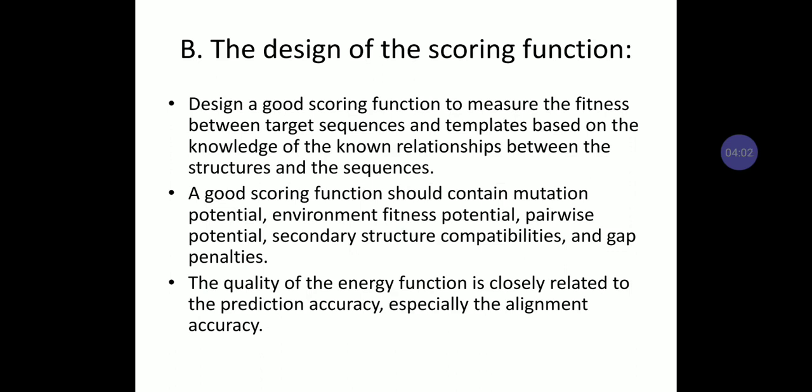The second step is the design of the scoring function. Design a good scoring function to measure the fitness between the target sequence and templates based on knowledge of the known relationship between structure and sequence. A good scoring function should contain mutation potential, environment fitness potential, pairwise potential, secondary structure compatibilities, and gap analysis. The quality of the energy function is closely related to the prediction accuracy, especially the alignment accuracy.